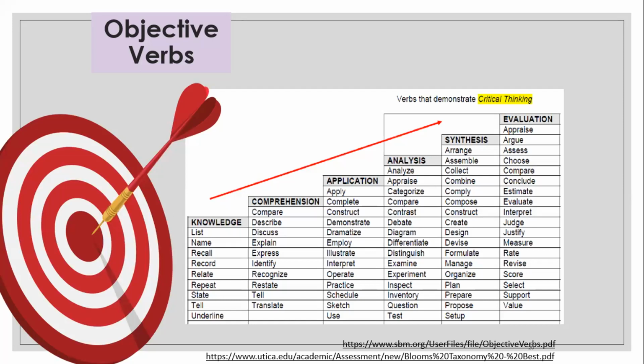And these are some objectives or verbs that you can use. If you are using knowledge verbs, when you talk about list, name, recall, all these verbs are not detected as plagiarism. If you are talking about comprehension: compare, describe, discuss, explain, express, all these verbs will not be detected as plagiarism. For application, analysis, synthesis, evaluation, all these verbs are not detected as plagiarism.